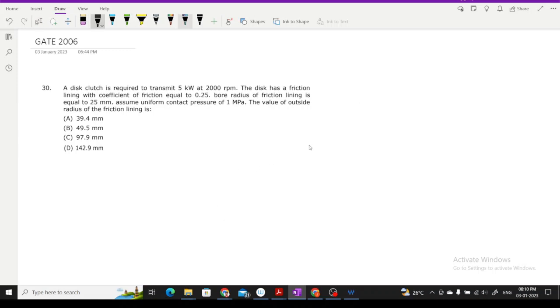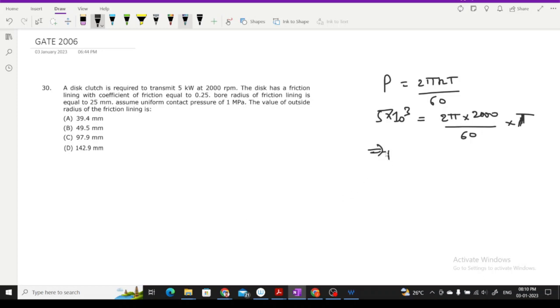First, you need to calculate the friction torque, right? Because power is provided. So, P = 2 pi N T / 60, power is 5 kW, so 2 pi N is 2000, into this torque, right? Which is nothing but the braking torque, N m. So, what do you do with the answer for this torque?